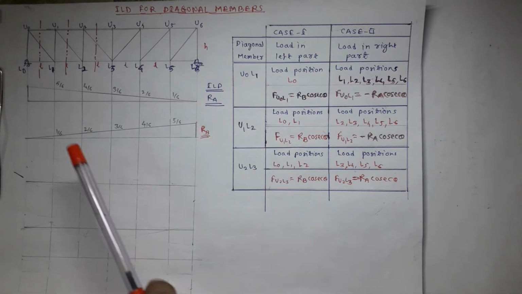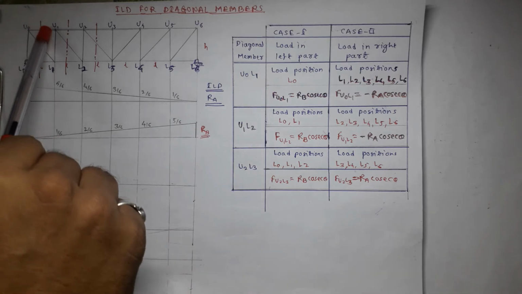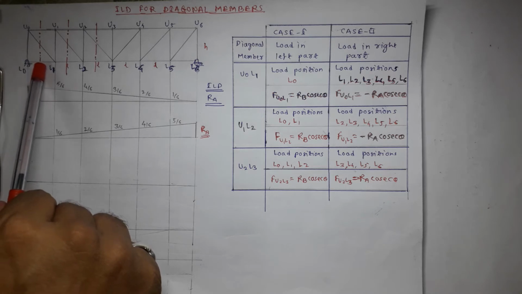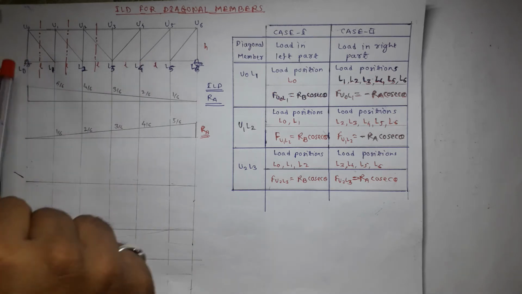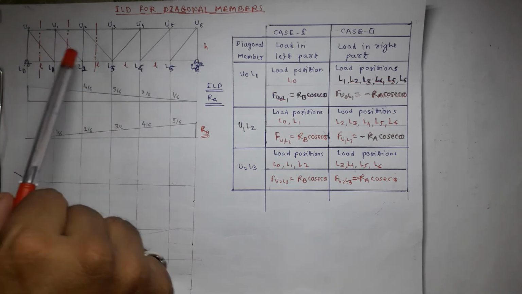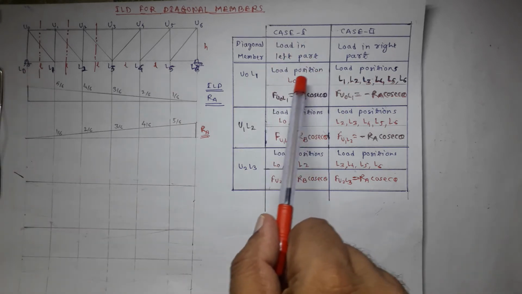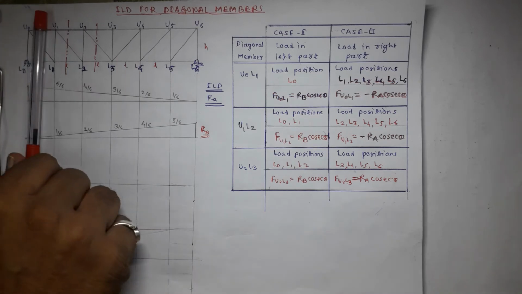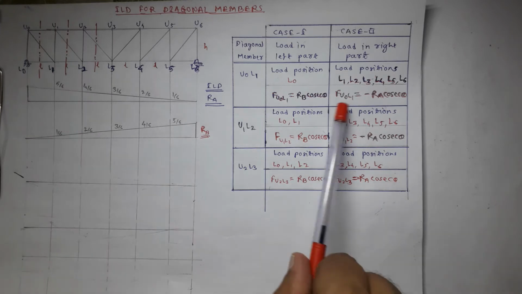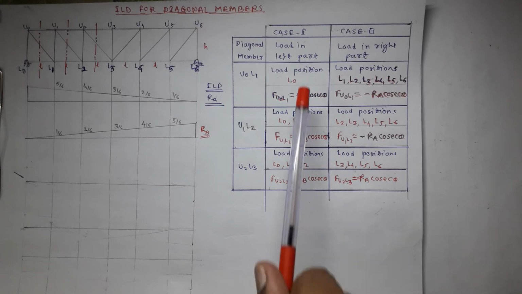Now let us get the ILD for this first member u0 l1. Now the section has been passed. This is the section for u0 l1. Load can have positions to the left or to the right of this section. When the load is in left part, I am going to get the force in this member from the right part. So for the load in left part, there is only one load position because this is the section, and to the left of this L0 is the position. For the right part, these are the load positions L1, L2, L3 and so on.